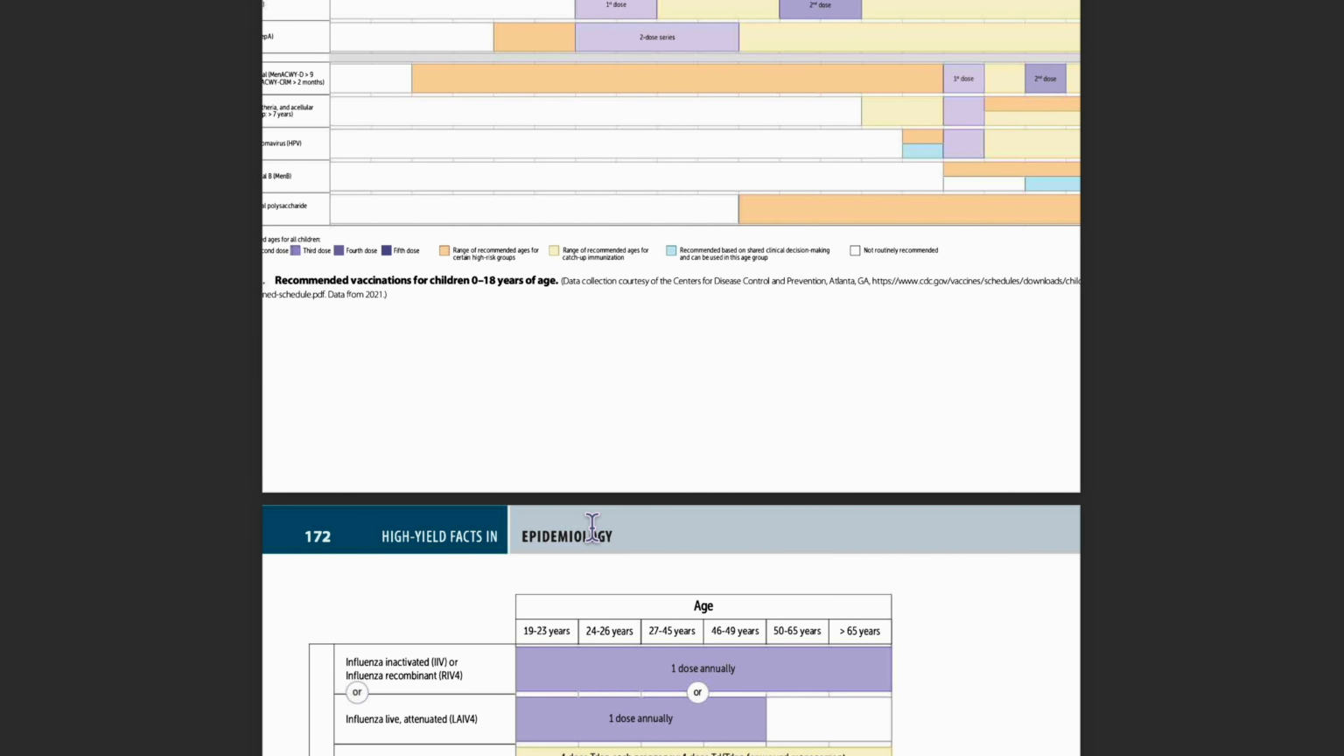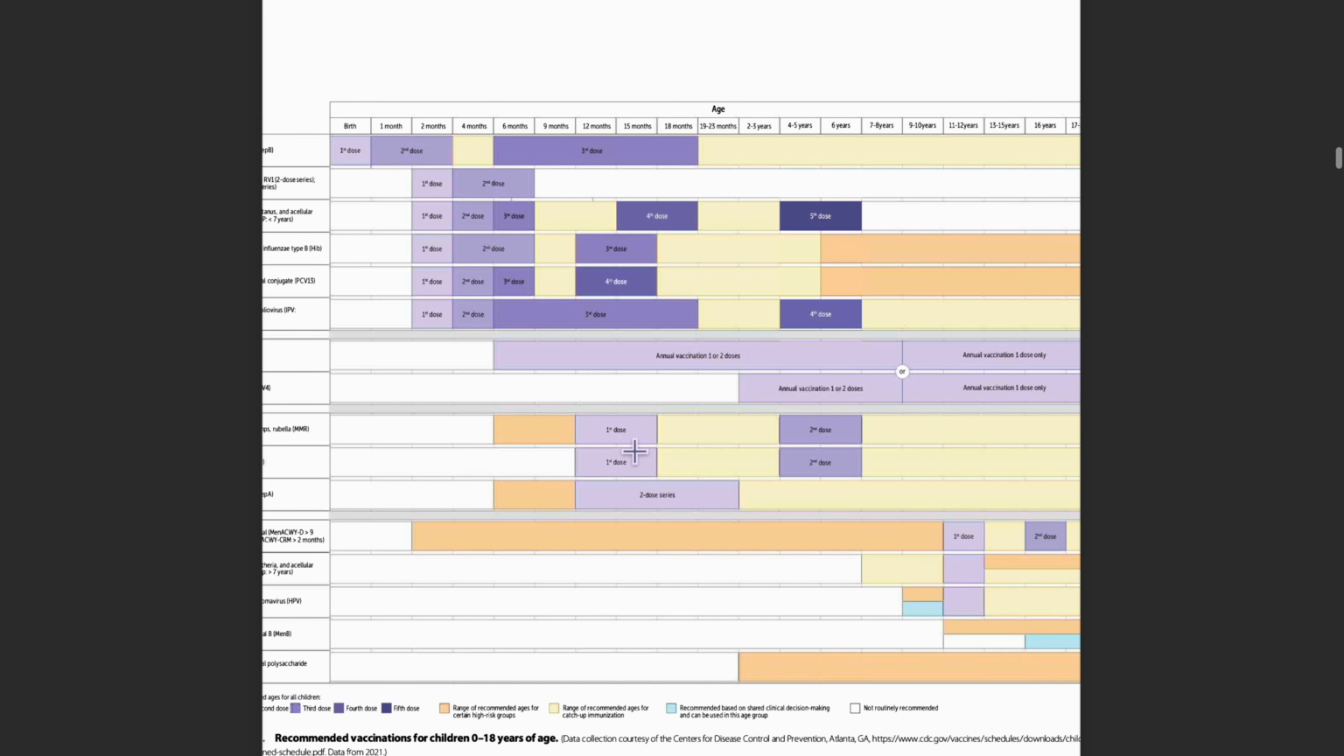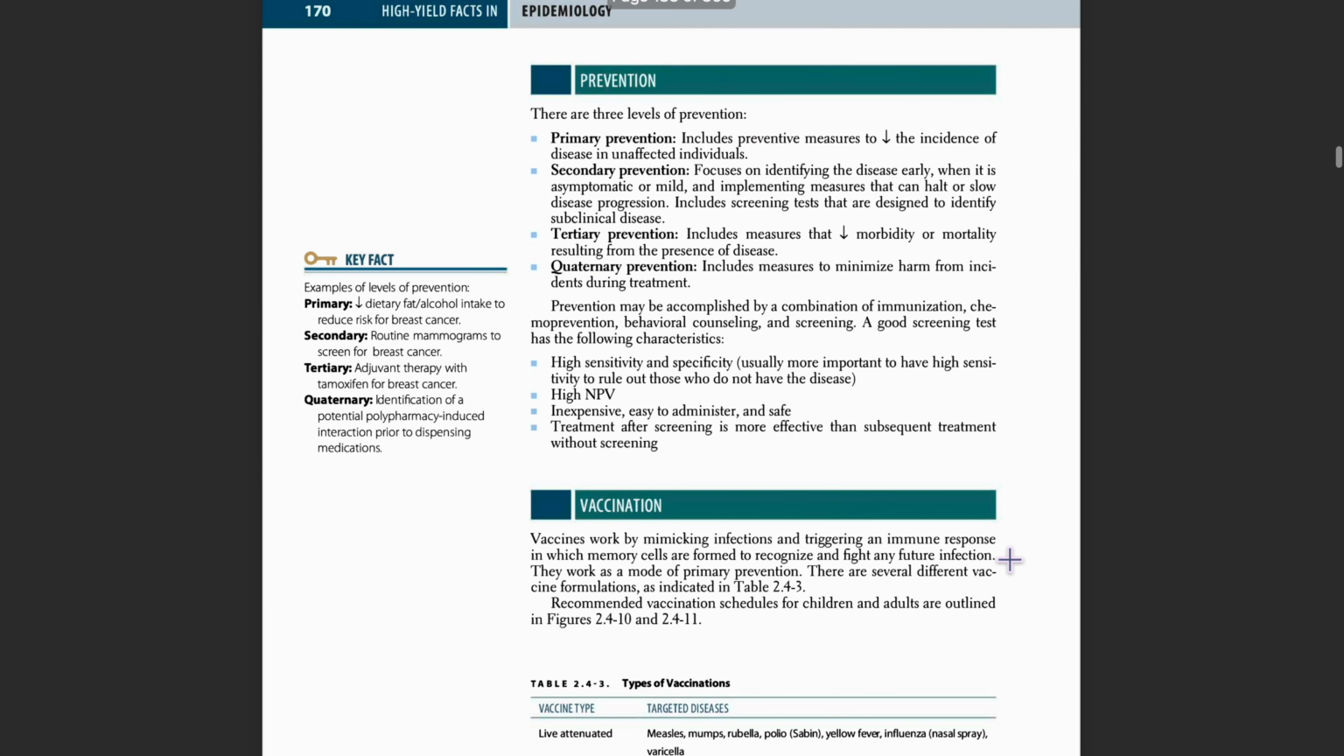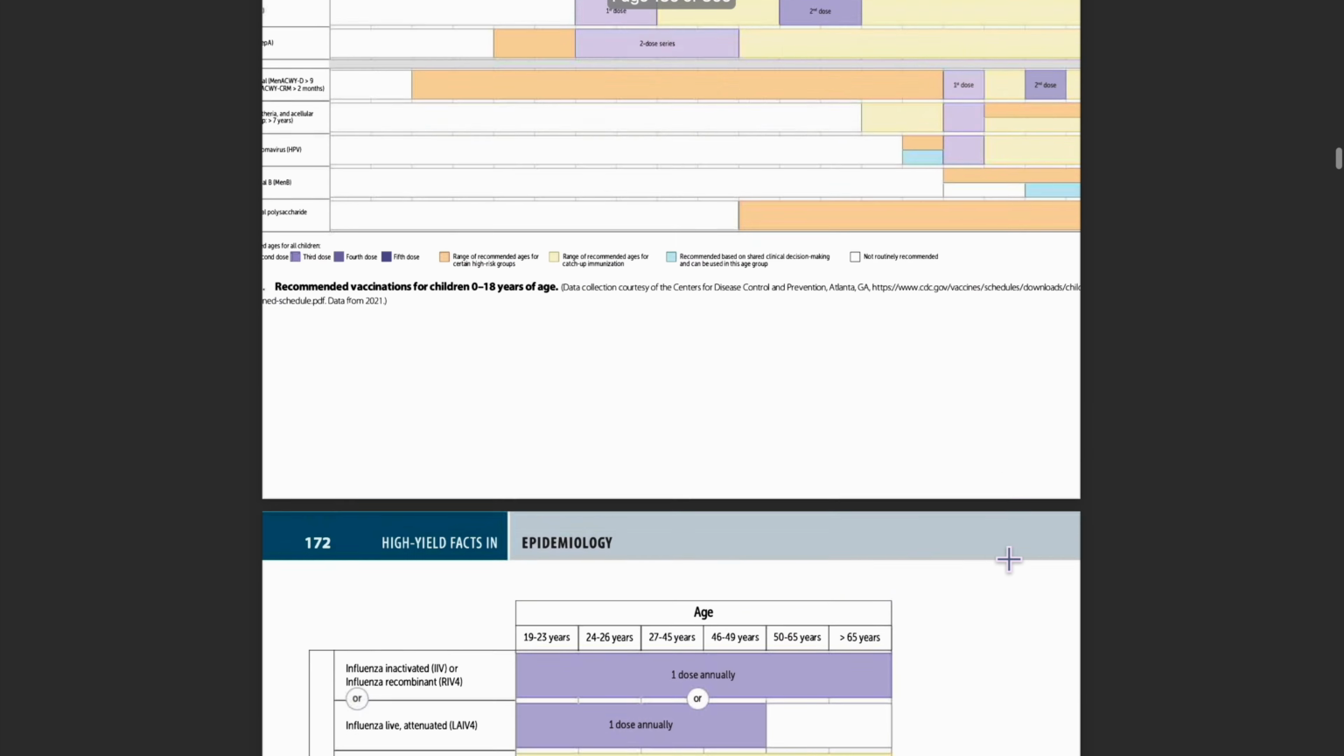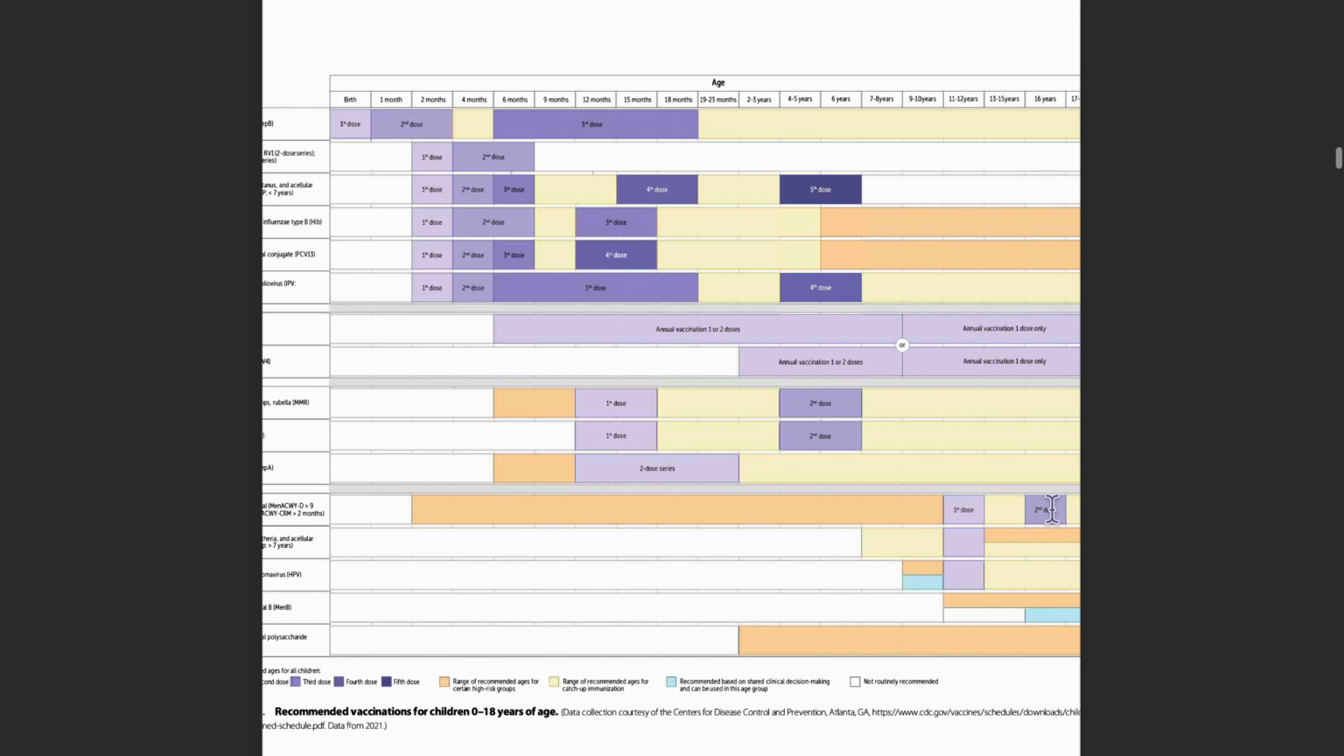Then we have meningococcal. The first dose is after 10 years, and the second dose is during the 16th year. Okay, at 11 to 12 you're taking the first dose, and at 16 you're taking the second dose. Okay, that was meningococcal.